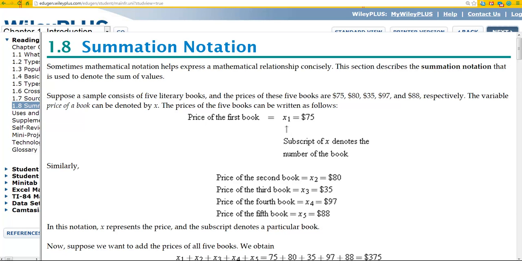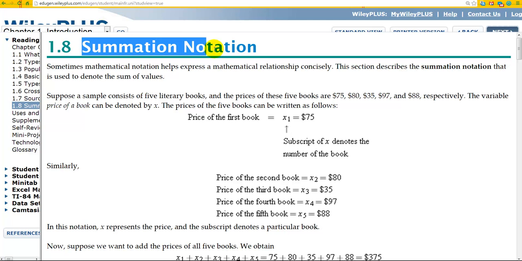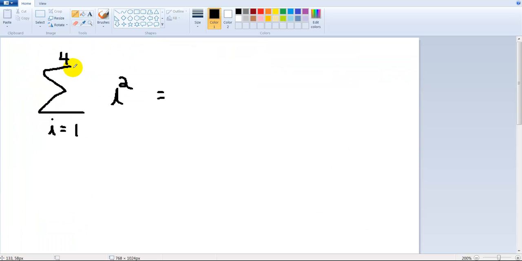Okay, let's do the last section in the chapter, section 1.8. It's about summation notation. So in other words, it's about this. This is called summation notation. This is called a sigma.